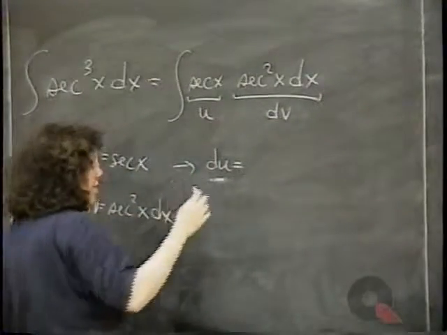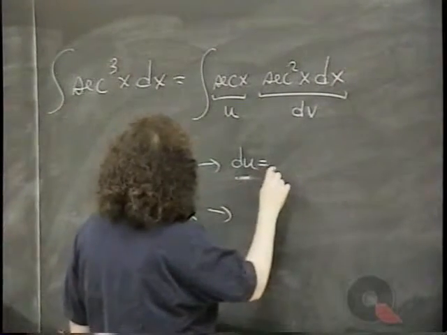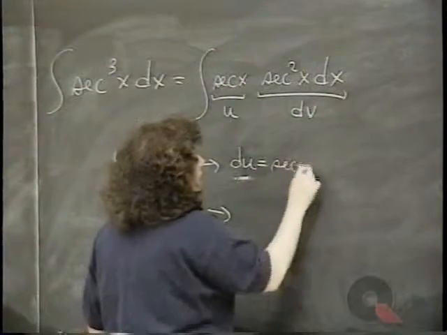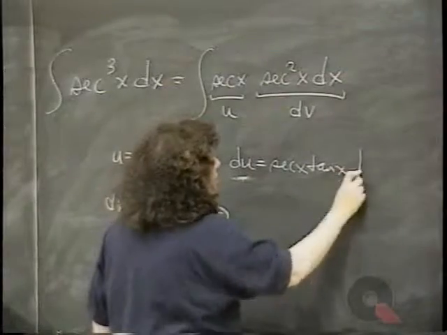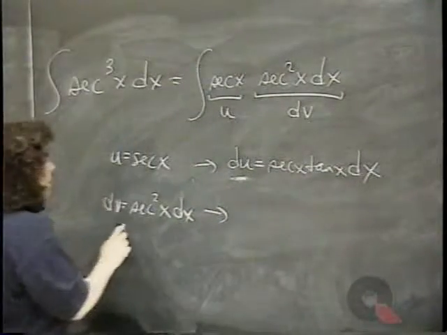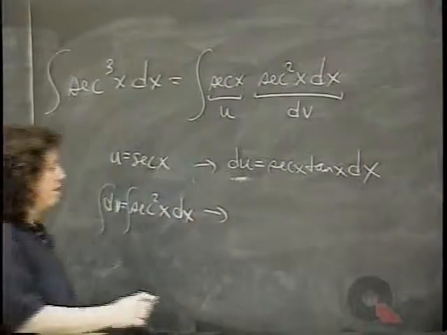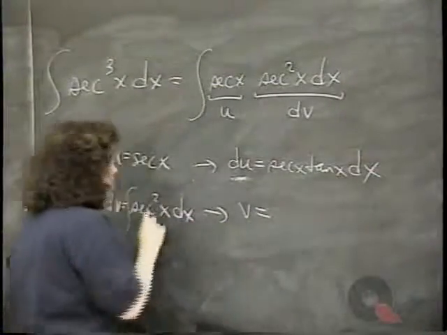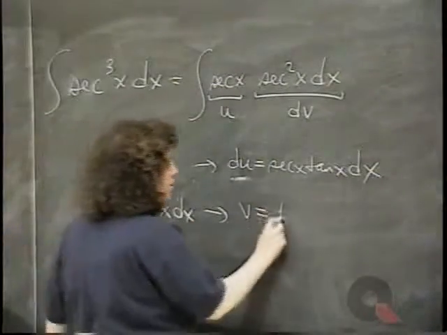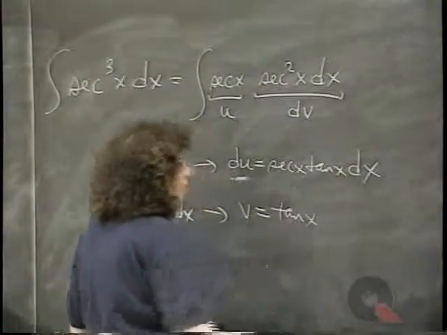Derivative of secant x is secant x tangent x. Derivative du would be secant x tangent x dx. And we're going to integrate to get v. The integral of secant squared x dx is, of course, tangent x plus a constant.